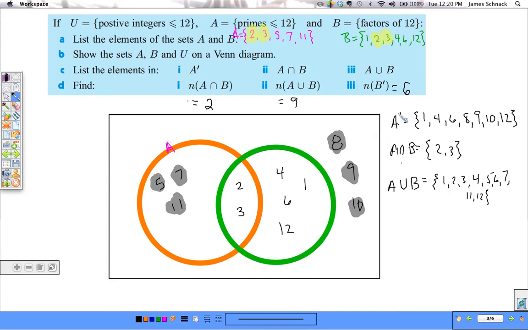You take the time to draw the picture, to look at where the numbers fall. These types of questions are not terribly difficult. You just have to take the time and do it.